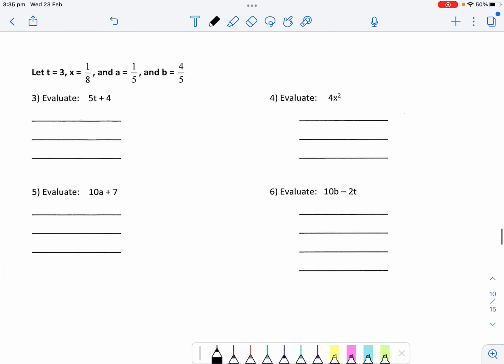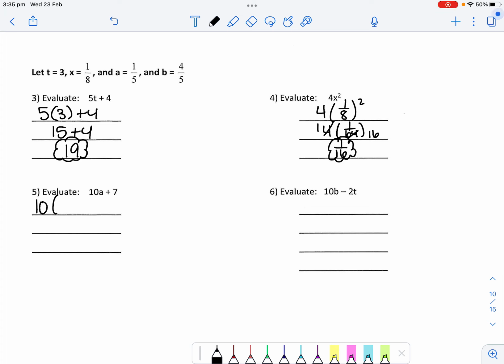So on the back here, I've got a few more with some fractions. So this says evaluate 5t plus 4. So t is 3. So 5 times 3 plus 4. So 15 plus 4 is 19. 4x squared is going to be 4 times 1/8 squared. 1/8 squared is going to be 1 over 64. And then I can cross cancel and I get 1 over 16.